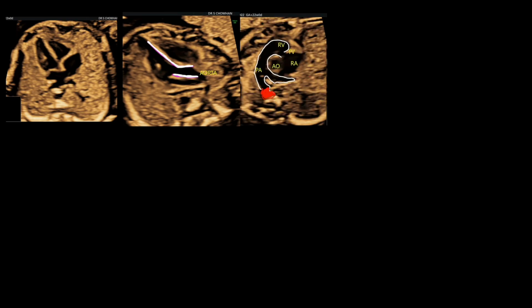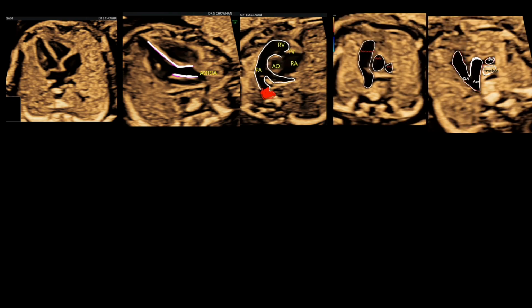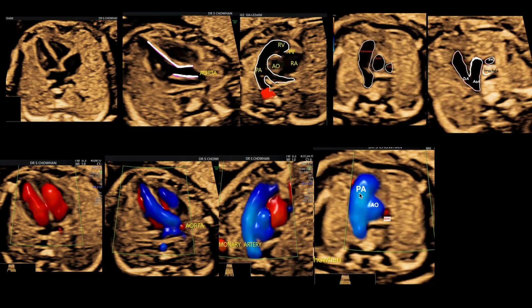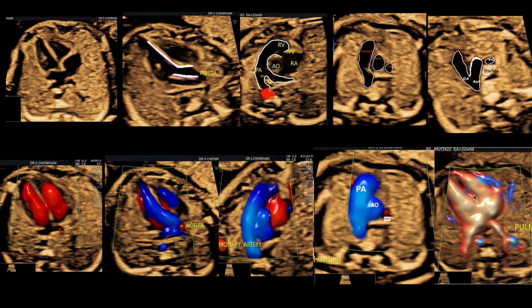So these are the grayscale views: 4-chamber, LVOT, RVOT, 3-vessel trachea view. In the color we can see the same.